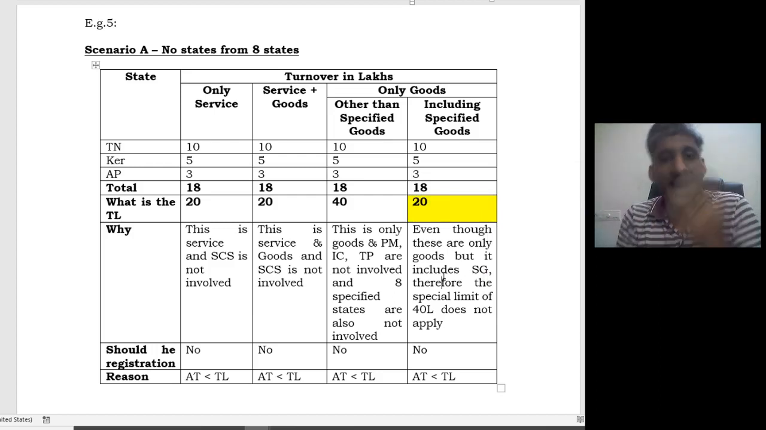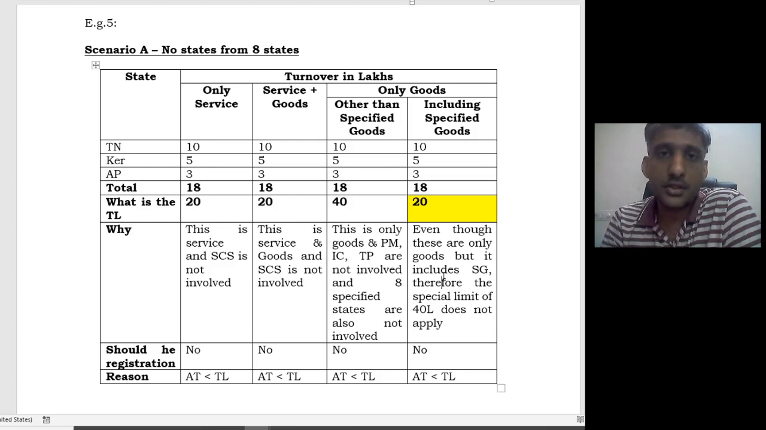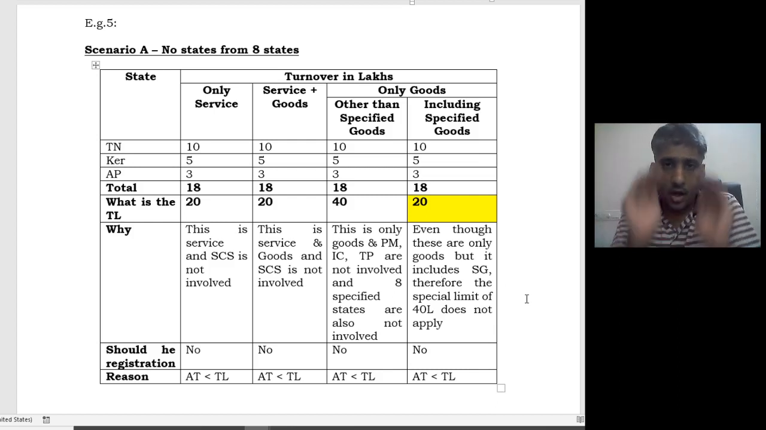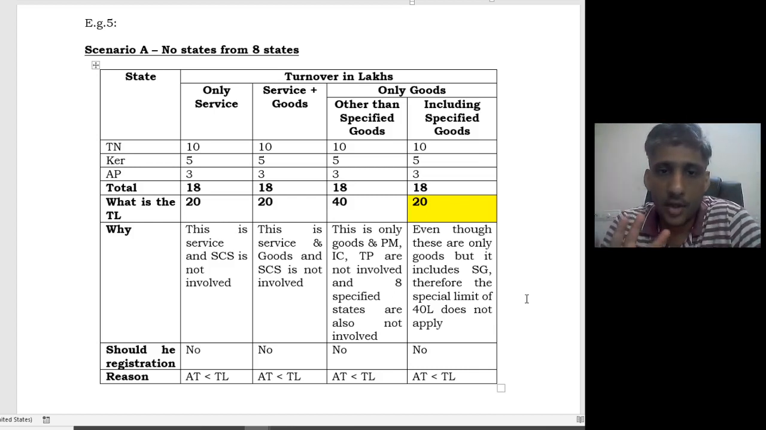See what happens if I sell ice cream along with water bottles? Is it 20 lakhs or 40 lakhs? The answer is, it is 20 lakhs. Why? Because you are handling specified goods, in which case you will not get that 40 lakhs. You should be handling only goods without any specified goods and not in those 8 states, then you will get the limit of 40 lakhs.